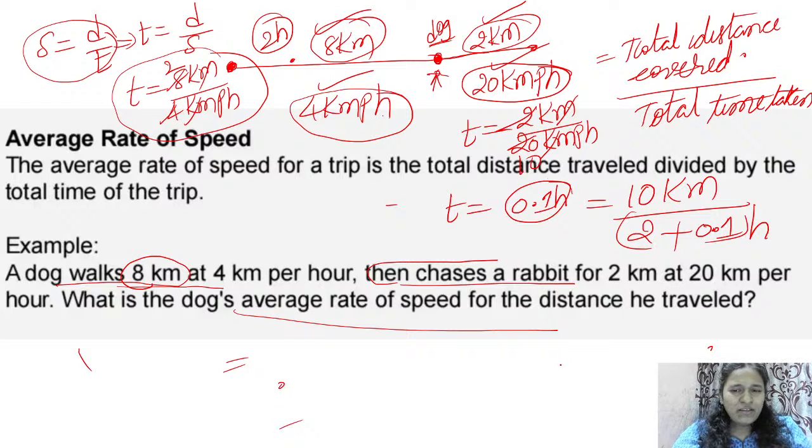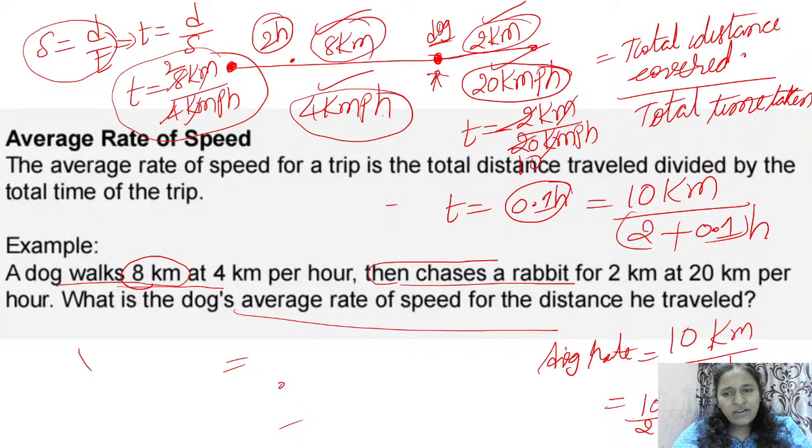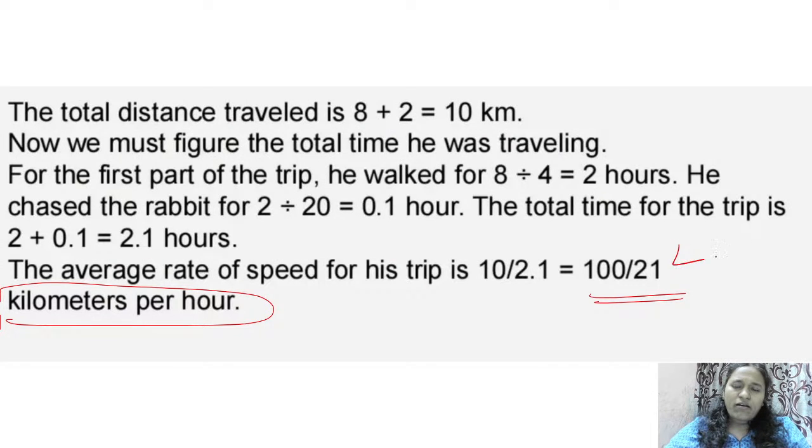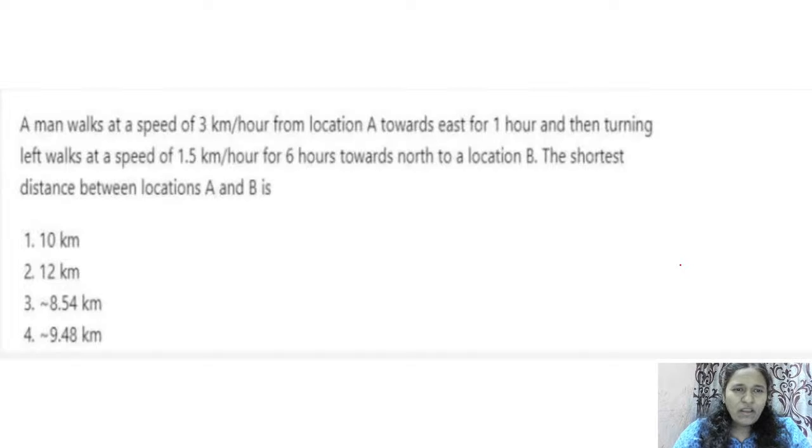That means the average rate is equal to 10 kilometers by 2.1 hours. That means 100 by 21 kilometers per hour. This is the average rate. I hope you understand this. This is the actual answer: 100 by 21 kilometers per hour. Here see, this is also based on rate and speed.